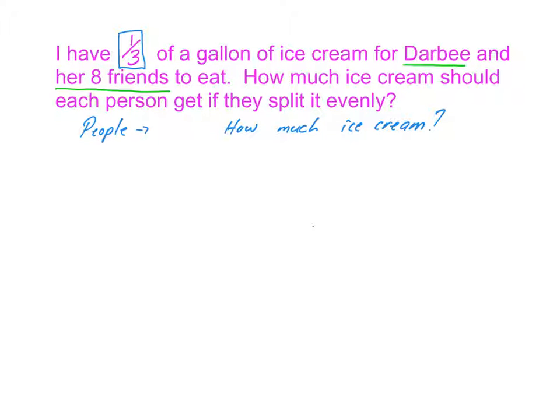I did take an opportunity to already mark some of those important things. So we're looking first at how many people. We have Darby and her 8 friends, so that makes a total of 9 people sharing what looks to be 1/3 of a gallon. So if I write my problem here, it looks like I need to do 1/3 divided by 9. Let me take a chance to draw my picture for the situation.